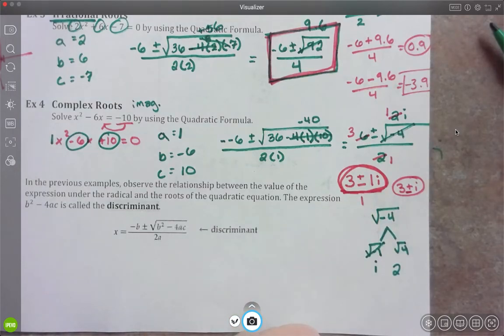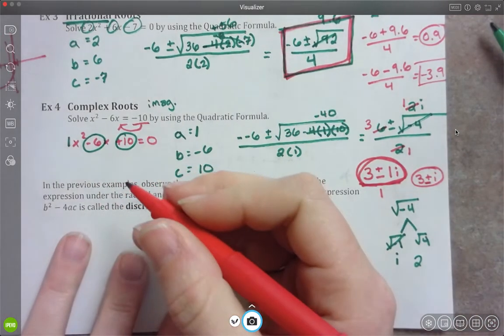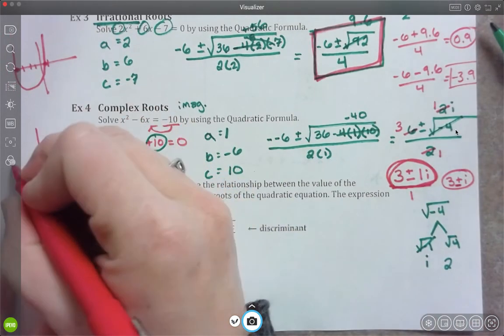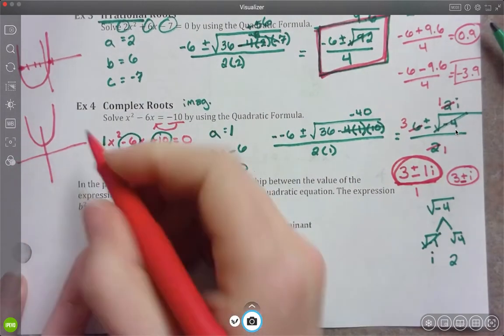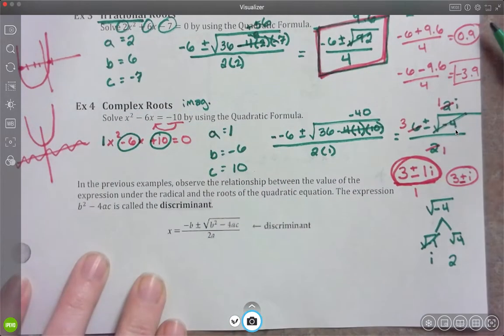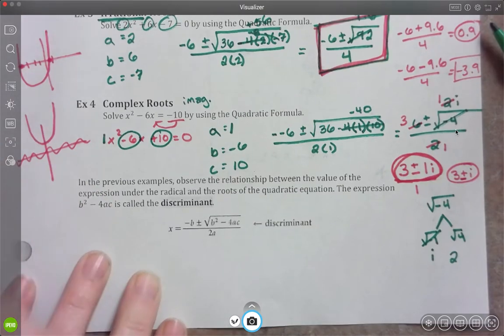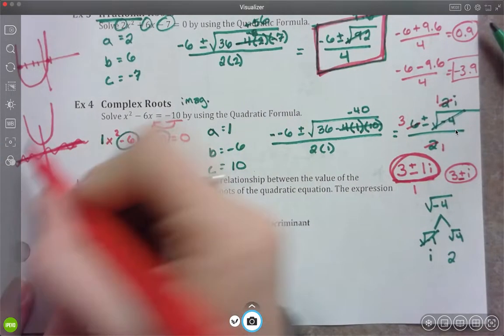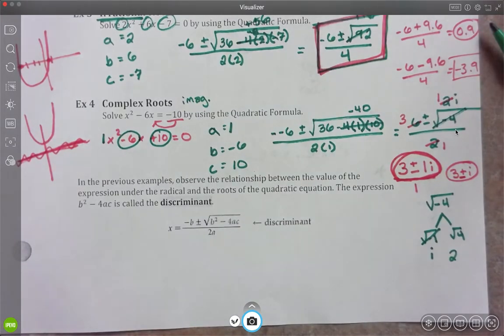Now, we still have two solutions here, but they're imaginary solutions, which means this parabola is above the x-axis and is not going to touch the x-axis. That's the reason why imaginary numbers exist: we have to have an algebraic solution for the zeros, and there are no real zeros, so they write that as an imaginary number.